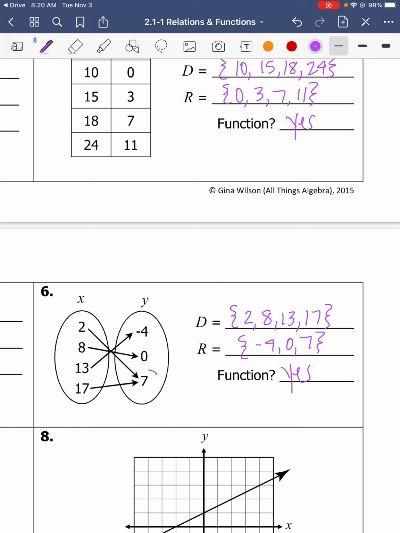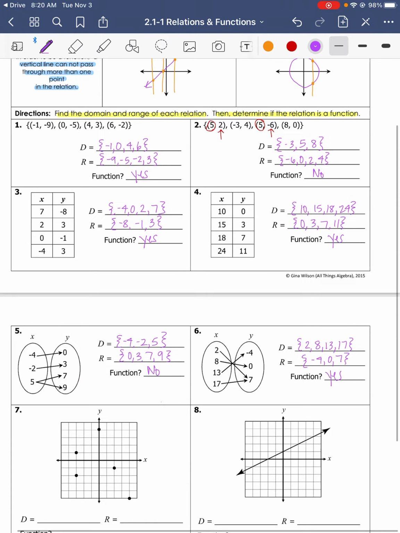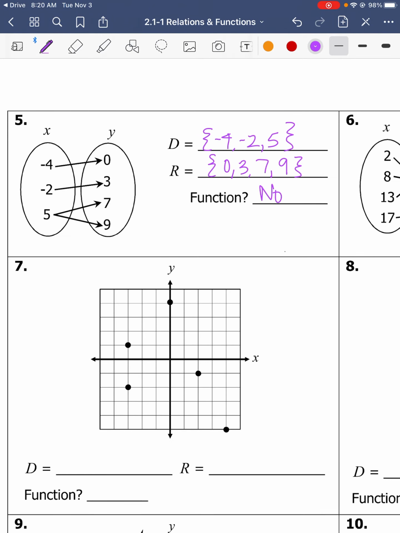But I also want to point out that even though this y value is being paired with two x values, it can go that way. There can be multiple x values to a single y value, but what we're concerned about is multiple y values to a single x value. So just one y for every x. But if there's a y that's paired with more than one x, that's fine. But we have to look at it from the x point first.